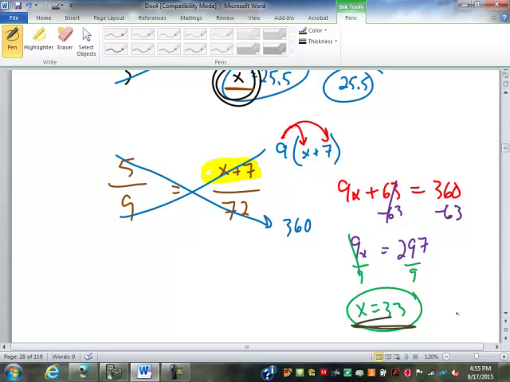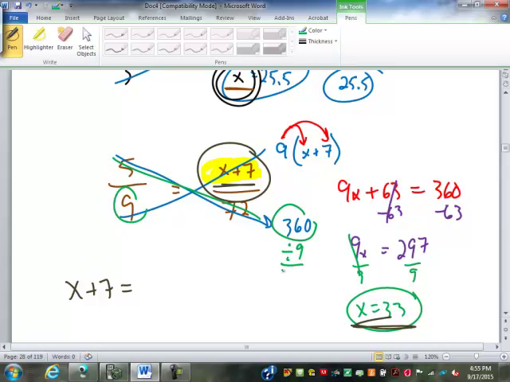If you were very, very careful, you could cross multiply and divide here. I hesitate to show you this because it does cause a lot of mistakes. We know this is x plus 7. I'm not finding x when I cross multiply and divide. I'm finding x plus 7 when I cross multiply and divide. So I'm going to do 5 times 72 is 360. Divide by 9 is 40. But 40 is not x. 40 is x plus 7. So now to solve for x, I have to subtract 7.